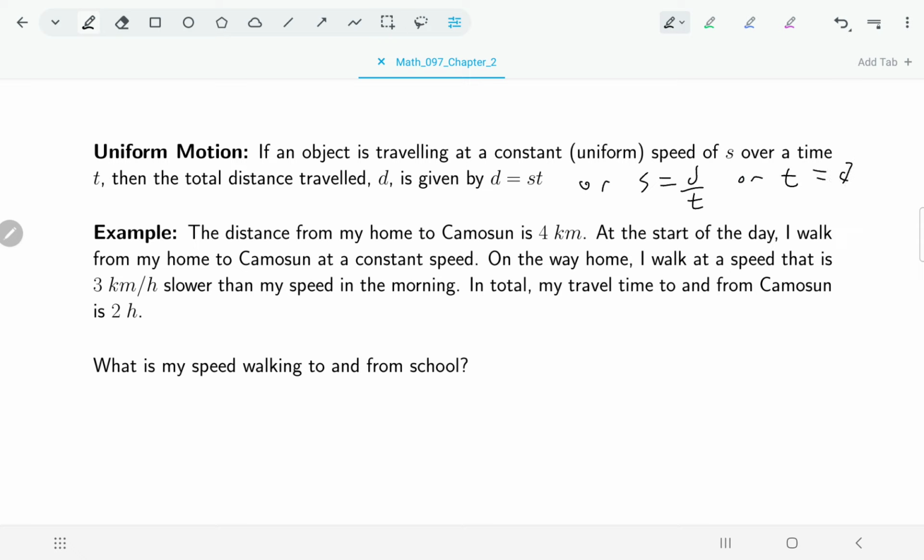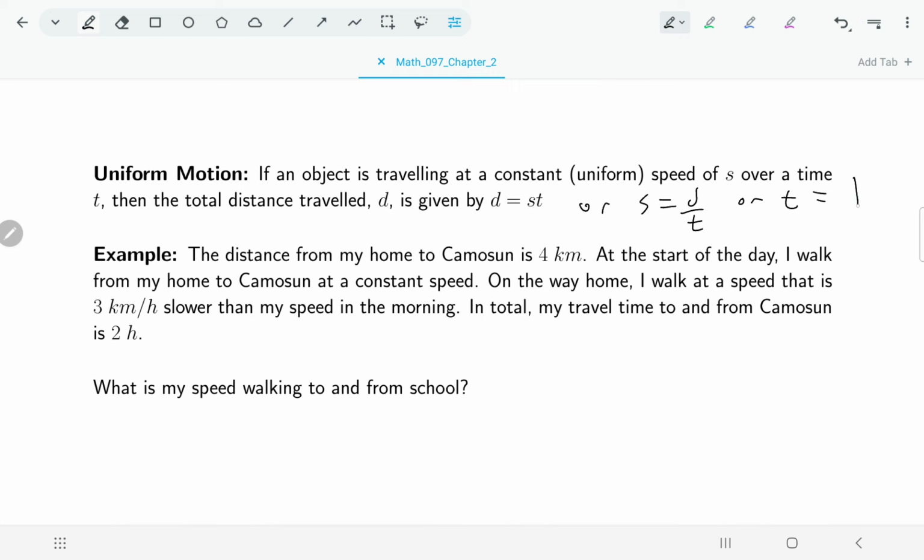So depending on what exactly it is that we're working with, we might want to use one or more of these different formulations of the distance, speed, and time relationship. Okay, so that's our little aside here before we get started onto our problem. And the problem is this.